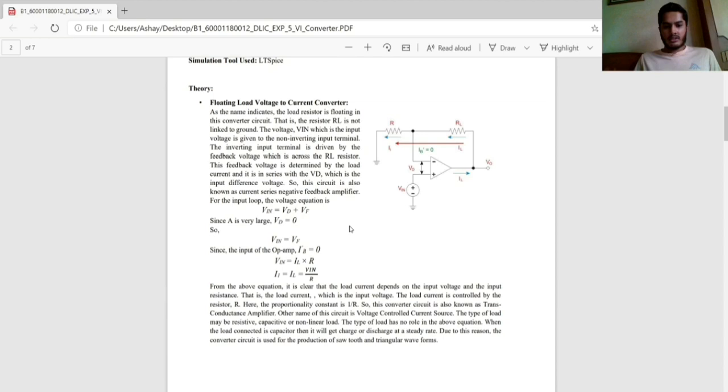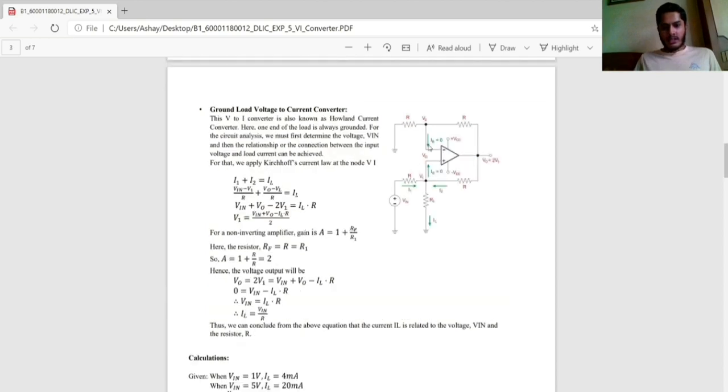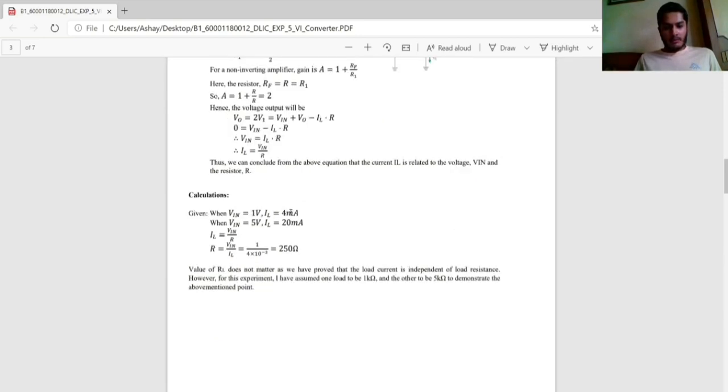And for the grounded load configuration, this is the circuit diagram, and we apply Kirchhoff's current law at this node, and by further solving we finally get that the load current is equal to Vin upon R, which is similar to the previous configuration, and also the current is independent of the load resistance. Now in order to get a 4 milliampere current at the output for a 1 volt input, and similarly a 20 milliampere current for a 5 volt input, we use the same formula and we get that the value of the resistor is 250 ohms, which is independent of the load resistance.